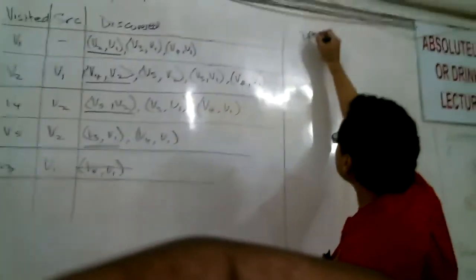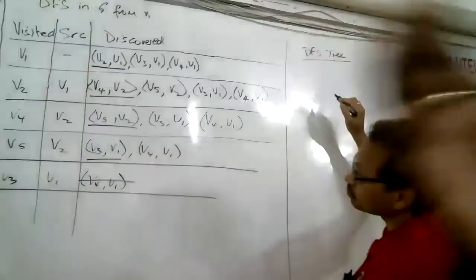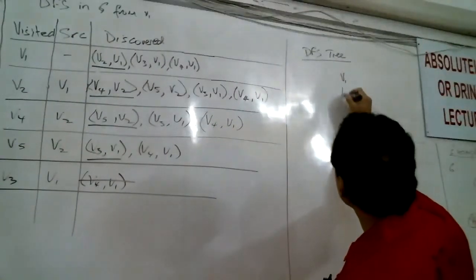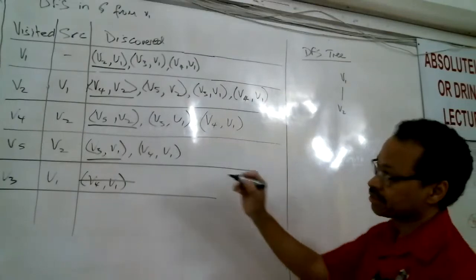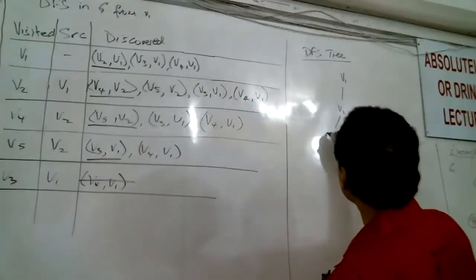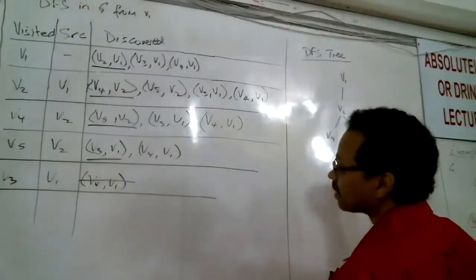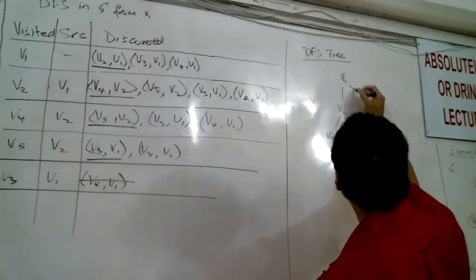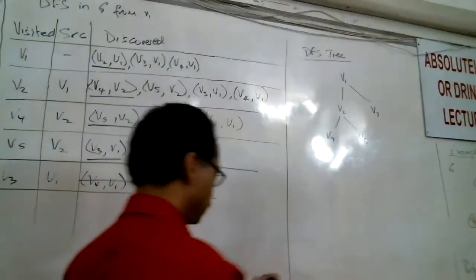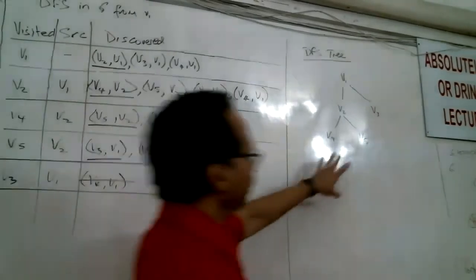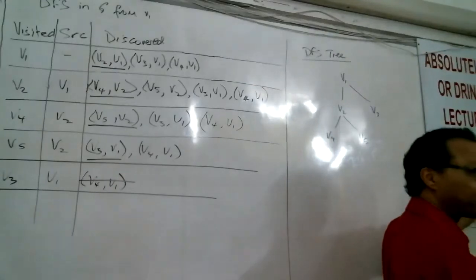It's really just a subgraph of the original graph, but it represents the relations. So I started at V1. You notice that from V1 I explored to V2. And then V2 saw V4, from V2 I got to V4 and to V5. And to get to V3 I came from V1. That's my DFS tree. You notice that all the edges in this tree come from the original graph.